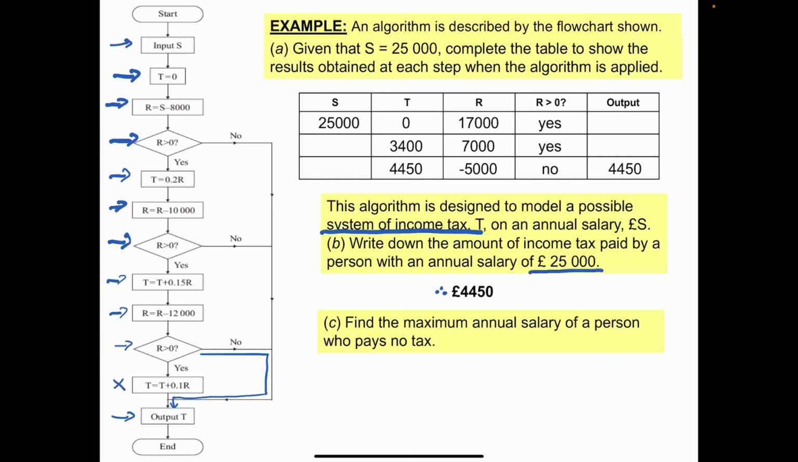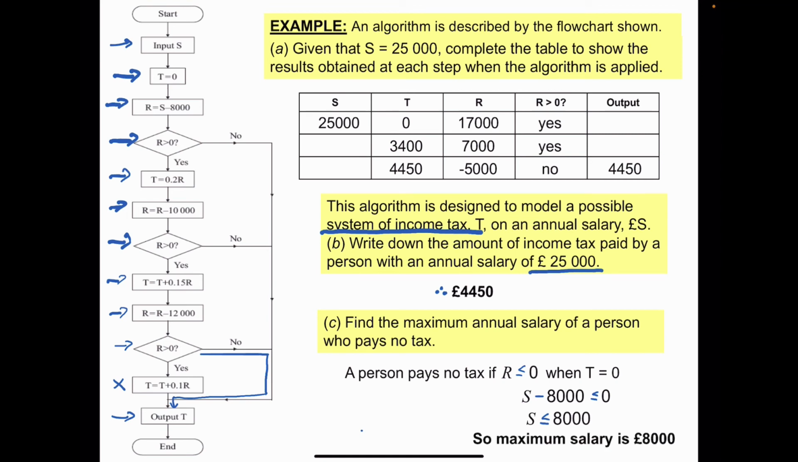If the person pays no tax, then t must be equal to 0, and r is less than or equal to 0, because that's the value when t must be printed. R must be negative or equal to 0. So that would mean that s minus 8,000 must be less than or equal to 0, which gives you s is less than or equal to 8,000. So the maximum salary that you're not going to pay tax on is 8,000 pounds.